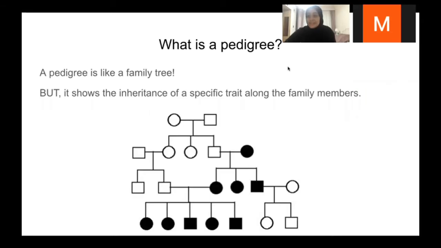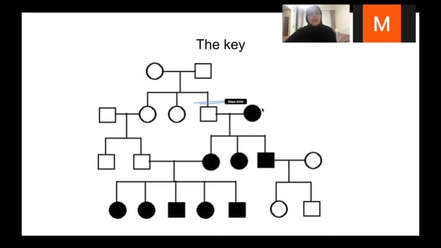So first, what is a pedigree? A pedigree is like a family tree, but it shows the inheritance of a specific trait along the family members. And this is the pedigree. Okay, so as I mentioned before, we are studying the inheritance of a specific trait. So some people are going to be carrying that trait and others are not.